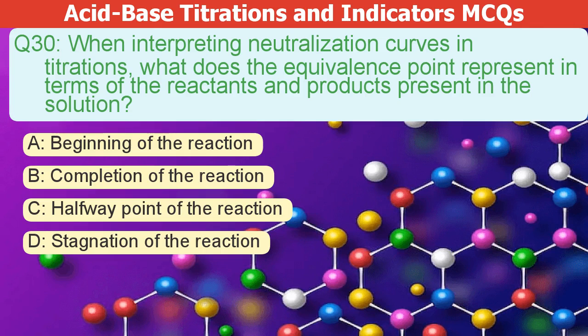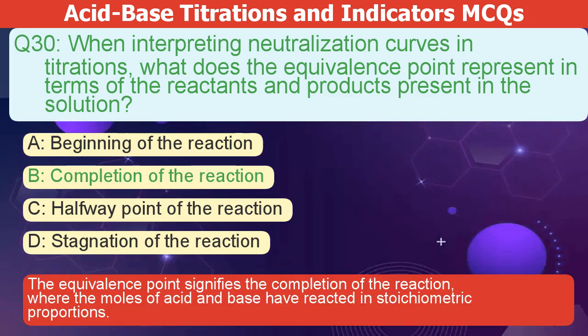A. Beginning of the reaction. B. Completion of the reaction. C. Halfway point of the reaction. D. Stagnation of the reaction. The correct answer is B. The equivalence point signifies the completion of the reaction, where the moles of acid and base have reacted in stoichiometric proportions.